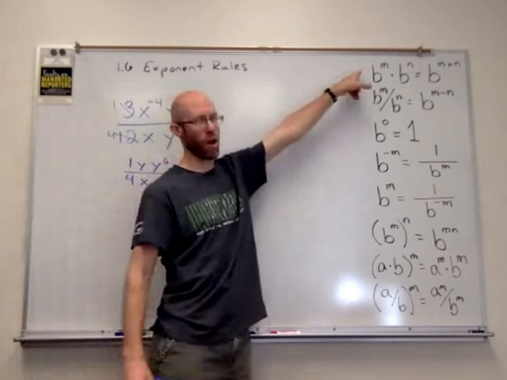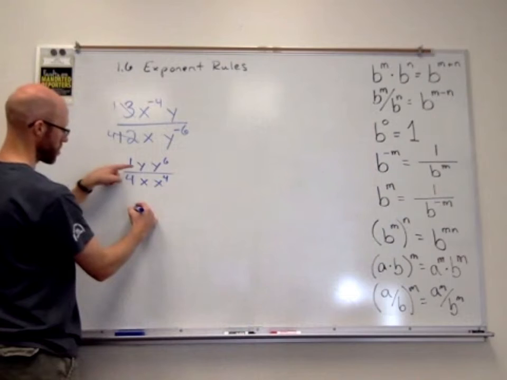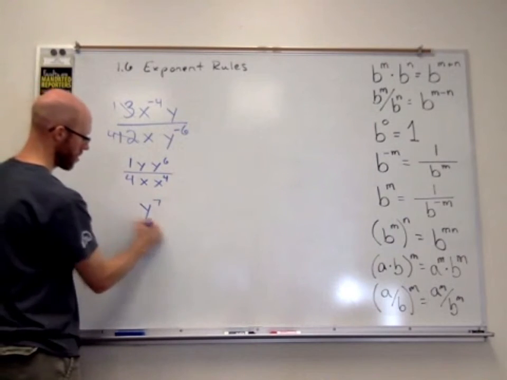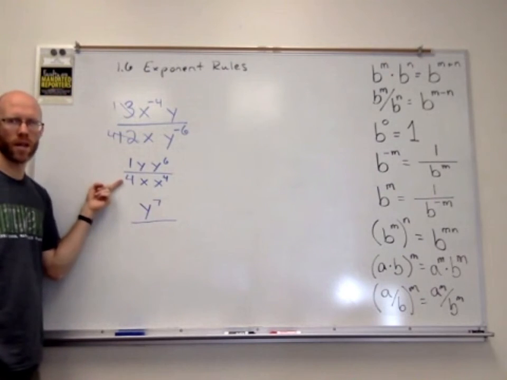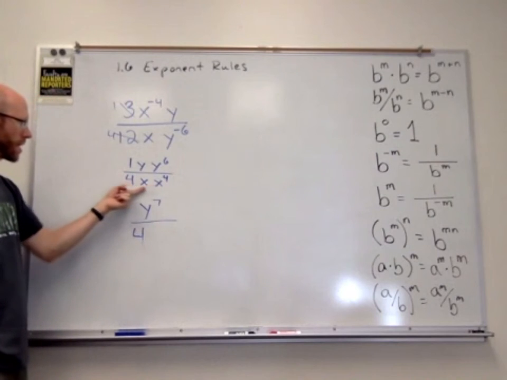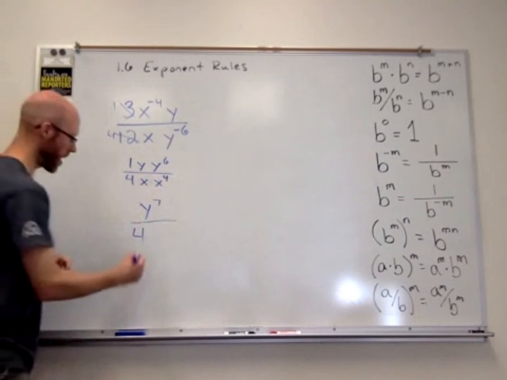So I would use the product rule, and this would become, let's see, y to the 1, y to the 6 is y to the 7th. I'm leaving off the 1 now because it's not really necessary. Then I have the 4 on the bottom, and the double x, so it's going to be x to the 5th, right? It's 1 and 4 makes 5.